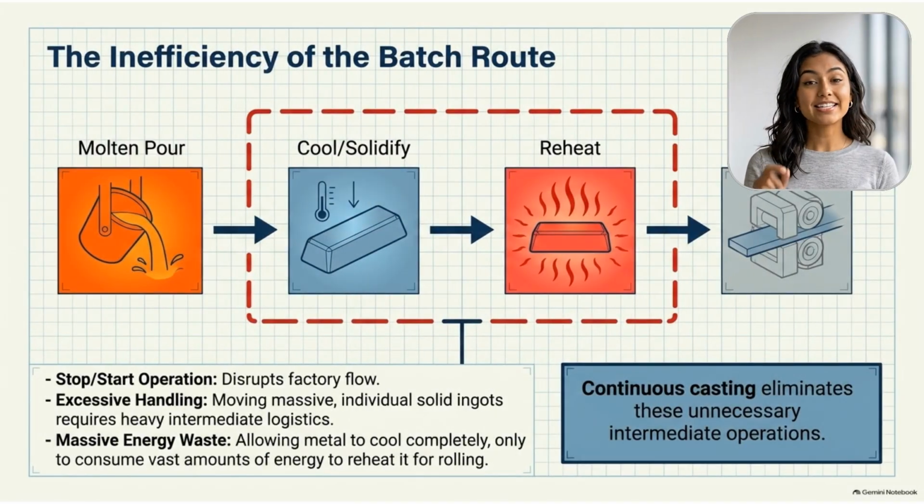The batch route is inherently inefficient. It relies on stop-start operations, requires heavy logistics to handle solid ingots, and wastes massive amounts of energy by cooling metal completely, only to reheat it later for rolling. Continuous casting removes these unnecessary steps.